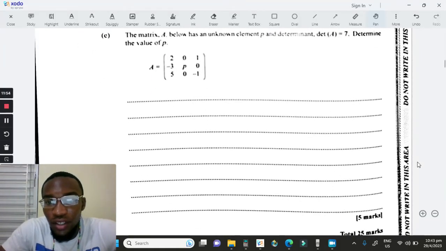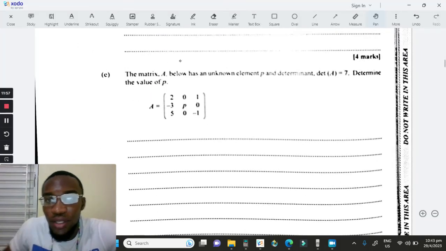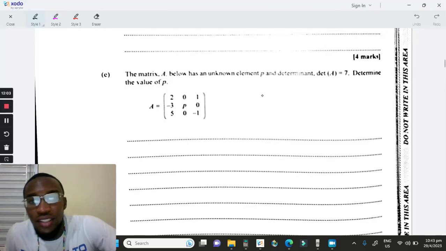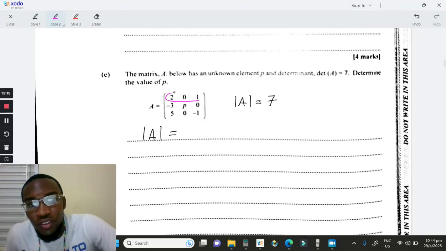The next part now, it says the matrix A below has unknown element P and the determinant is equal to 7. Alright, so they tell us that the determinant of the matrix A is equal to 7. Find the value of P. Now, to find the value of P, you have to remember that A is equal to, using the first row, let's say we're using the first row.